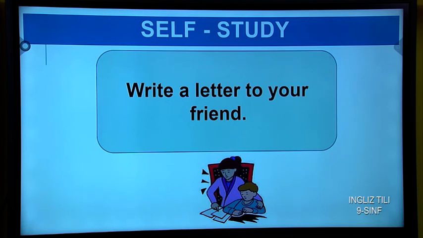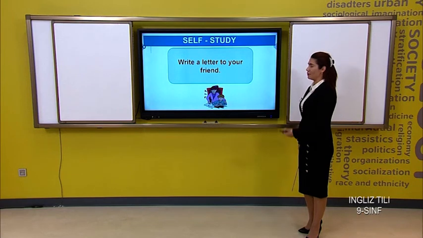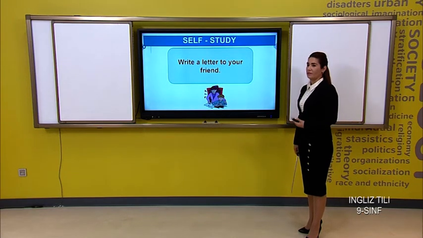So, our today's lesson is about writing and how to write a letter, informal and formal letters it was.